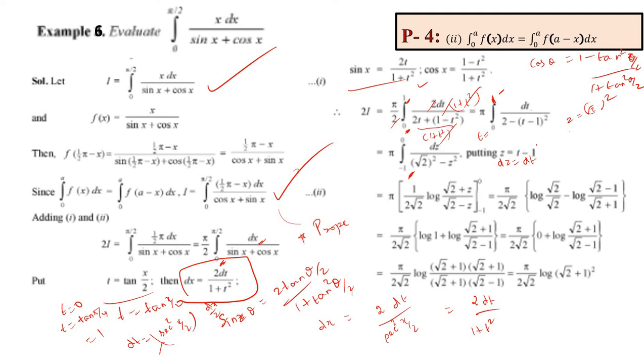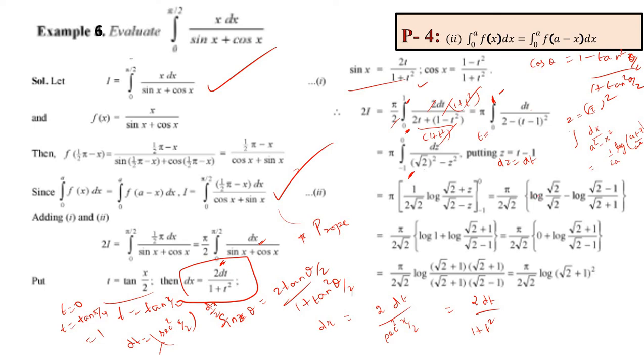Now this is of the form integral dx by a square minus x square, which we know is 1 by 2a logarithm of a plus x by a minus x. So that integration formula is used. So you have 1 by 2 into, in the place of a we have root 2. So 1 by 2 root 2 log of root 2 plus z divided by root 2 minus z, between the limits minus 1 and 0.